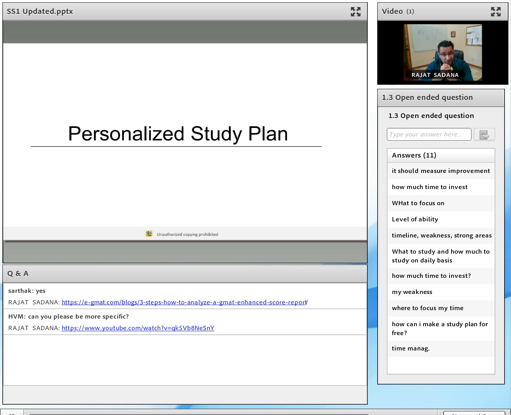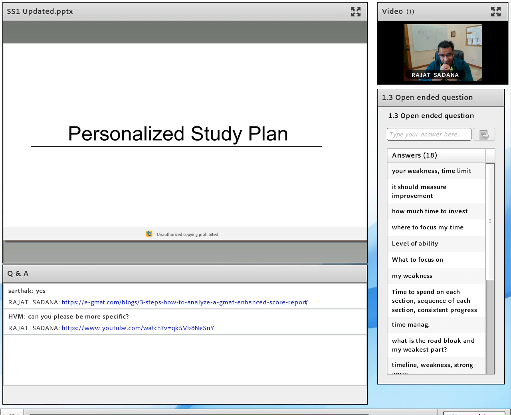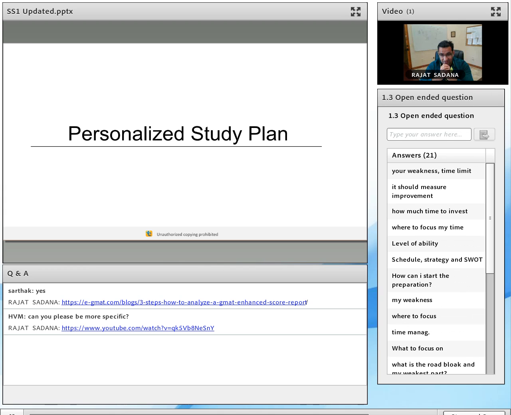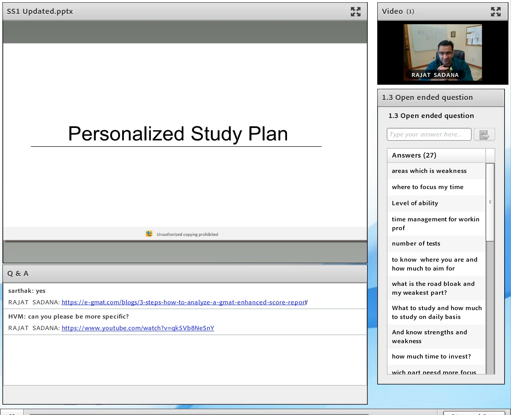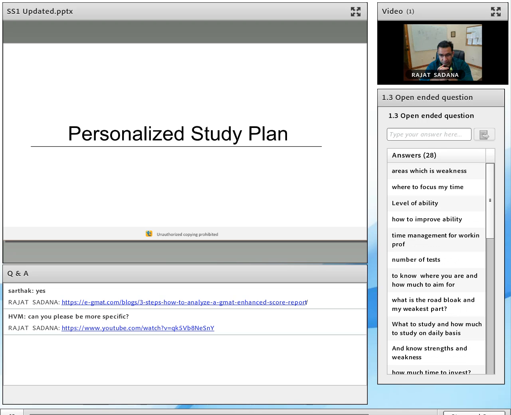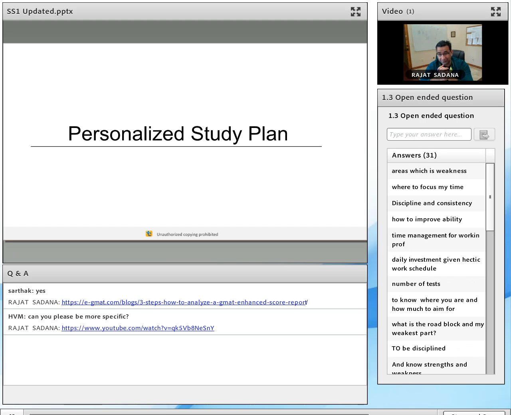How much time to invest? Good. Level of ability, schedule, strategy, and SWOT, strength, weakness, opportunity, threat. Well, SWOT is more for business. For a personal level, I'd like to use a slightly different framework. SWOT only tells you your starting point. It doesn't tell you your strategy.